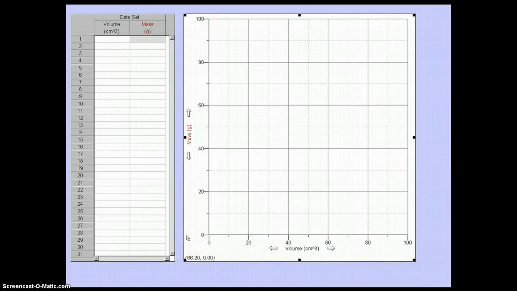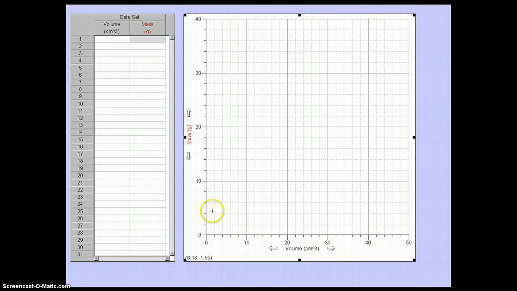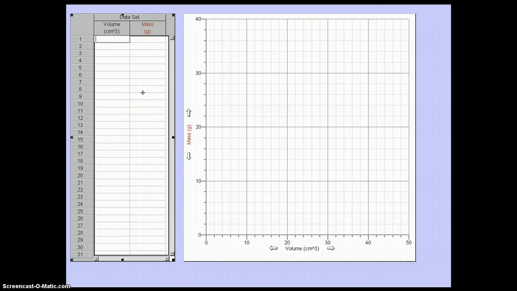Our mass goes from 0 to 39.6, so about 40. So you want to select a good scale that uses most of the paper all the way up through. Well, I can do that on there, so I'm going to change that now. Okay. Well, I'm now able to do that on my x-axis as well. So now I've selected a scale that spreads the data out as much as possible. I'm going to go ahead now and type in the data as given to us in the data table.